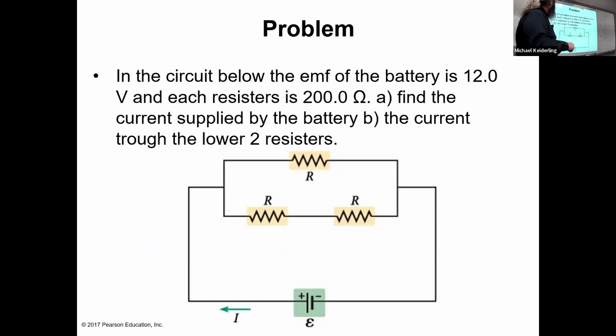So in the circuit below, the EMF of the battery is 12 volts. So this is a 12-volt battery, and each of the resistors is 200 ohms. So what's the current supplied by the battery and the current through the lower two resistors? Remember, you're going to have to work in parts. To find the total effective resistance, you'll find the effective resistance of the bottom and then of the top. You'll have to combine these in series first and then combine the whole thing in parallel.